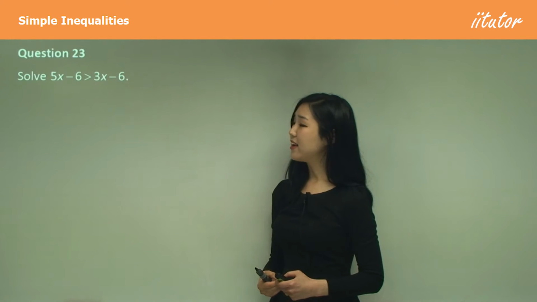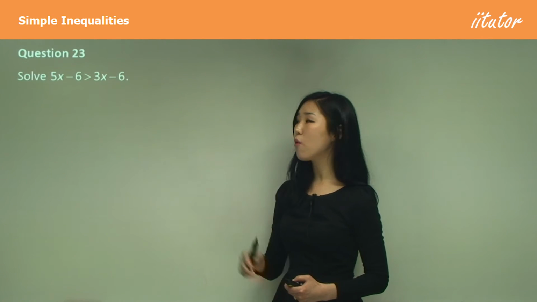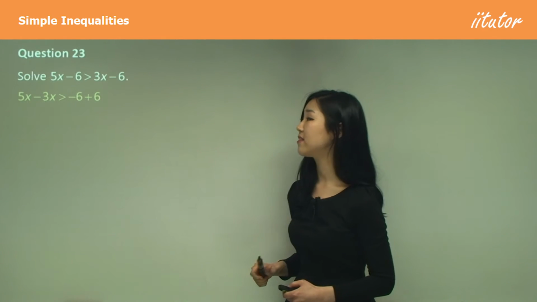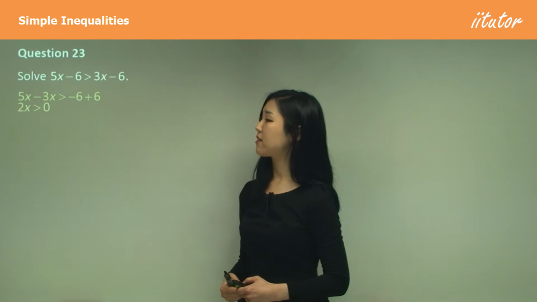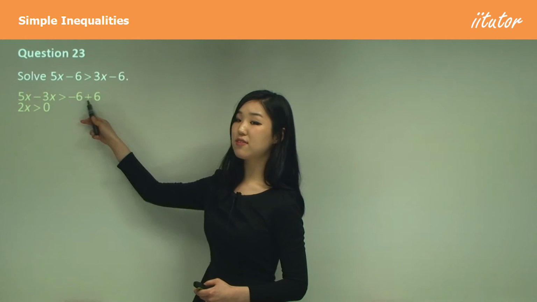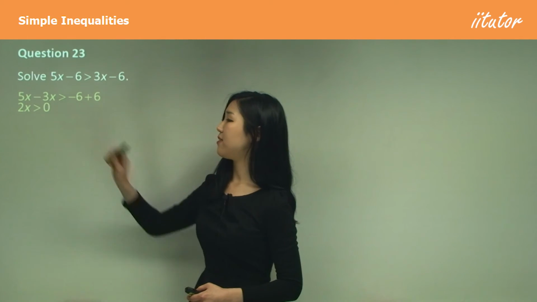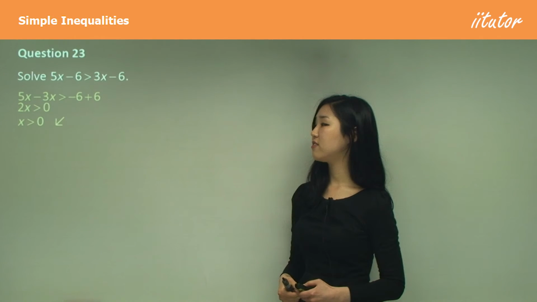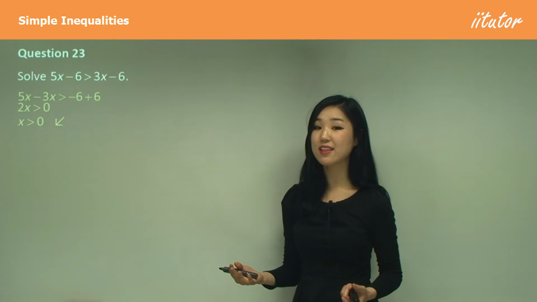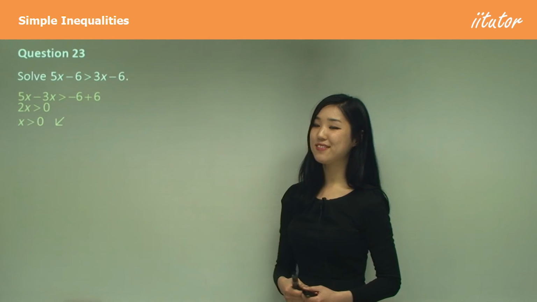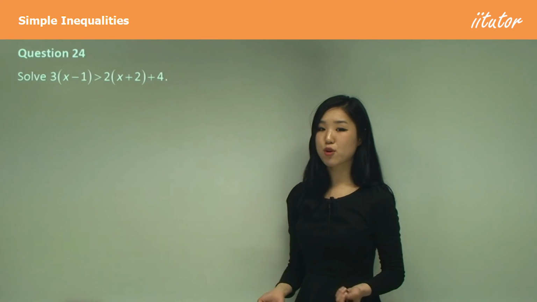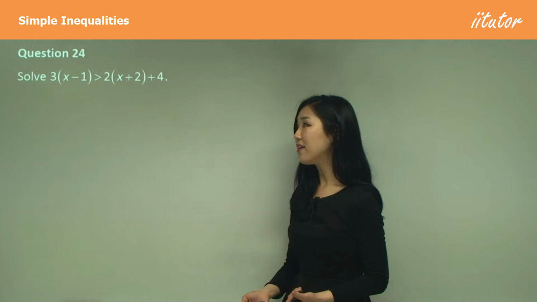Now 23, gather your like terms. So move all the x's onto your left and all the constants onto your right. Now 5x minus 3x is 2x, and negative 6 plus 6 is 0. Okay, so if you divide both sides by 2, you simply get 0. 0 divided by anything is 0. So x is greater than 0. That's the answer.